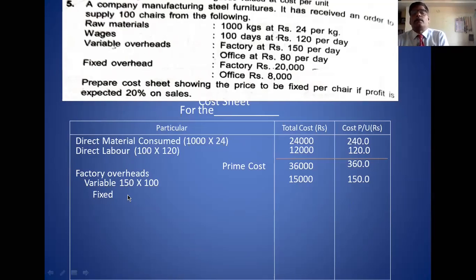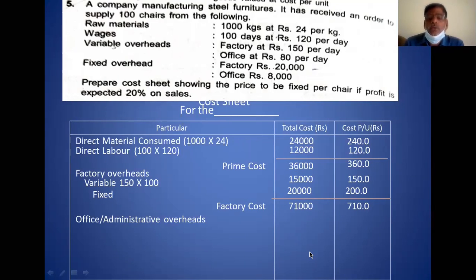And you take the fixed amount that is given. Factory overhead fixed is 20,000. 20,000 is the fixed amount. You divide by number of chairs, 100. This is 200 per chair. Take the total. 71,000 is the total cost. 710 is the cost per chair.